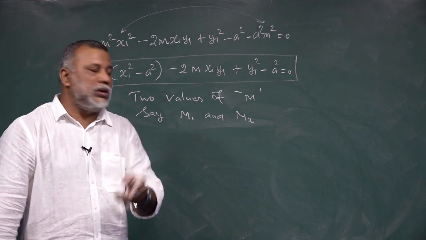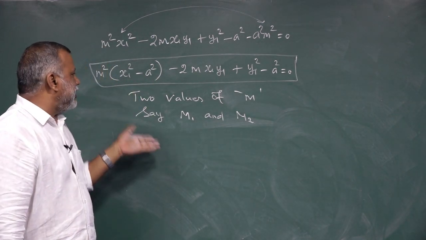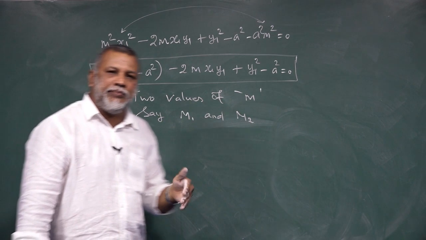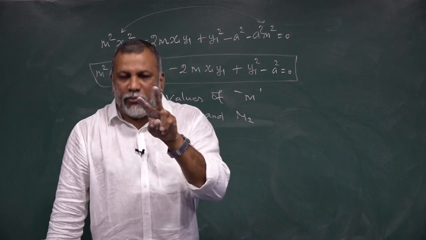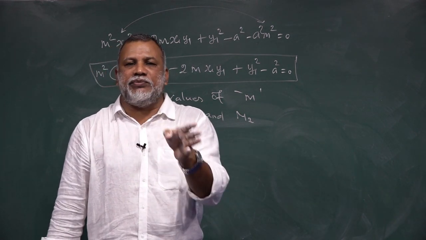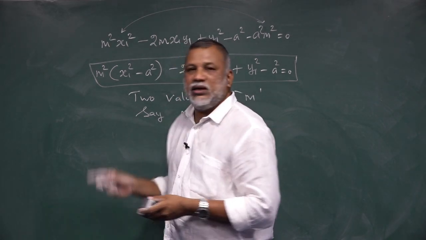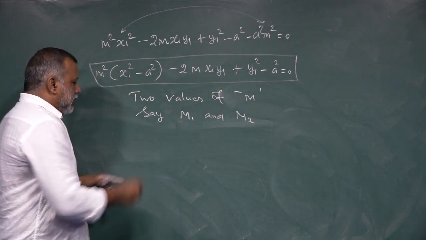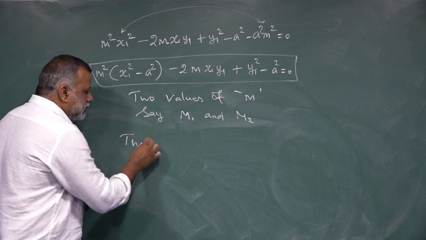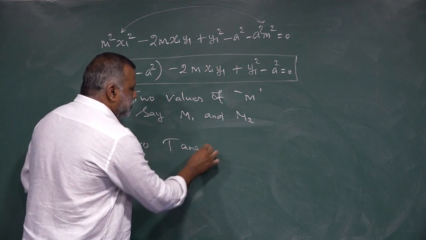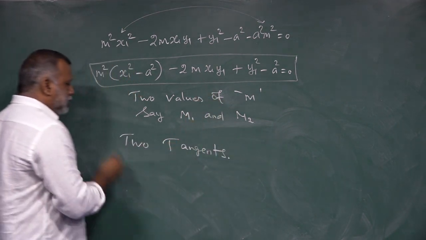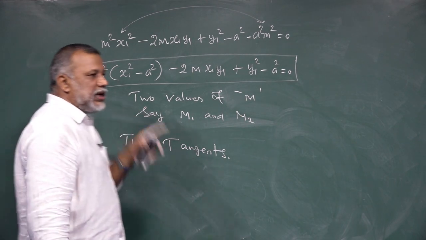If we are solving this equation, we are able to get two values of m, say m1 and m2. By using the two different values of m, we can draw two tangents. With the help of two slopes, we can draw two tangents. So that is the concept.